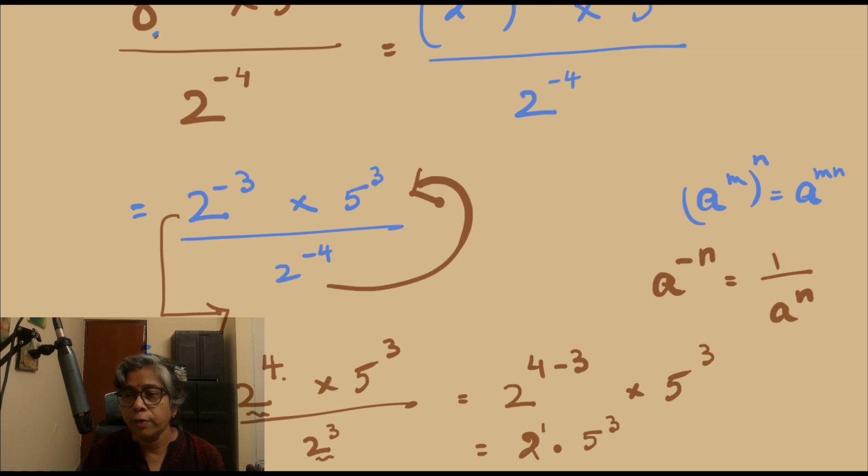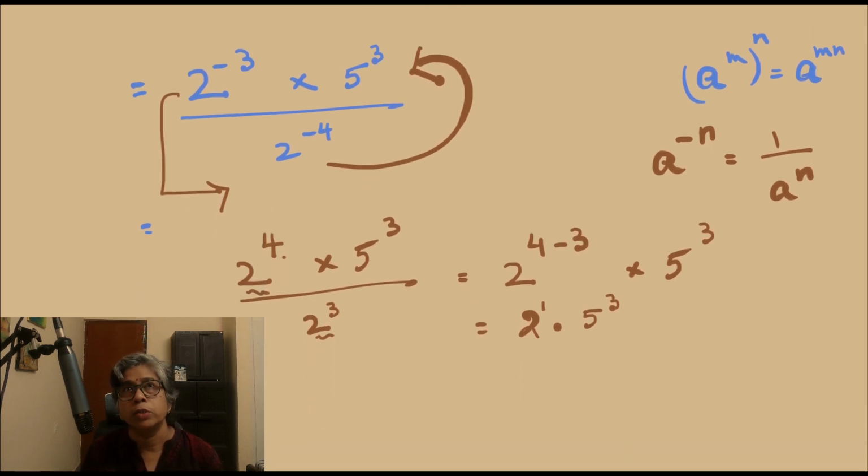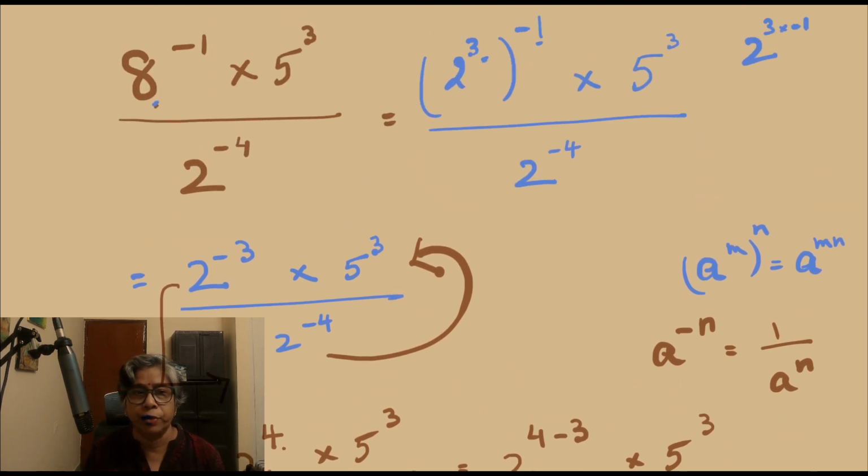And what is 5 raised to the power 3? It is 5 times 5 times 5, which is 25 into 5, 125. So 2 into 125. So the problem which is given to us is simplified to 250. This whole thing is equal to 250.